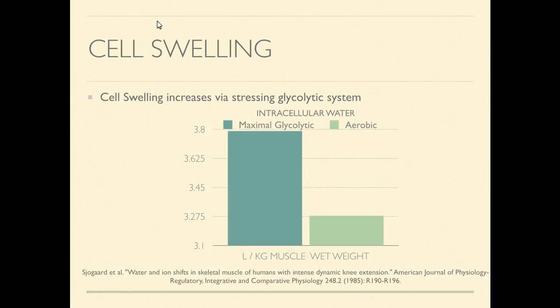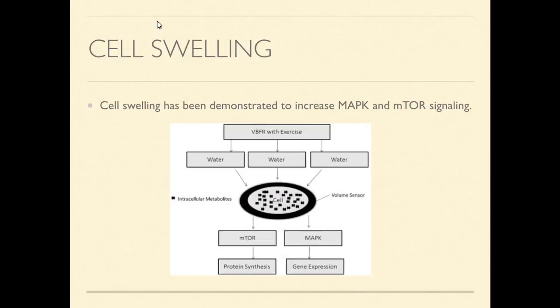Why the glycolytic system? Well, if you look here, if you stress the glycolytic system, you're going to build up a lot of metabolites, like lactate, like inorganic phosphate, like ADP, like AMP. Metabolites have an osmotic pressure. You draw water into the cell. That senses it as it's a volume sensor. That triggers mTOR signaling, MAPK, which alters gene expression, as well as protein synthesis.